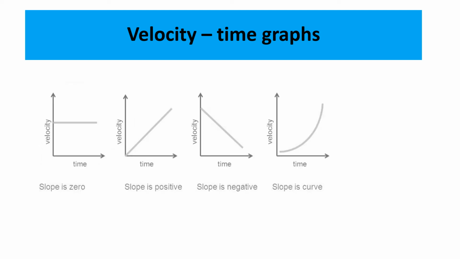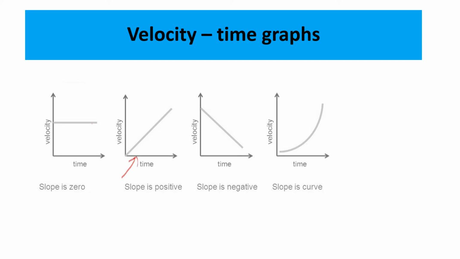In velocity time graphs, we will plot velocity along the y-axis and time along the x-axis. In this graph, velocity is constant. Velocity is constant means velocity is not changing. If the velocity is not changing, will there be acceleration? No, because acceleration is the rate of change of velocity. Velocity remains constant, therefore acceleration is equal to 0 and slope is 0 in this case.